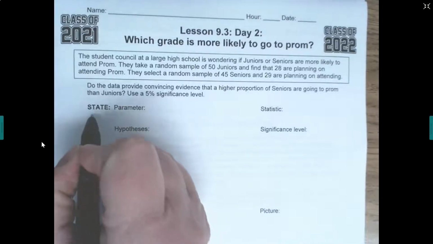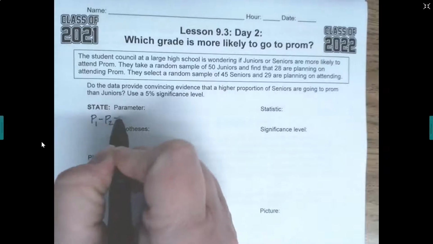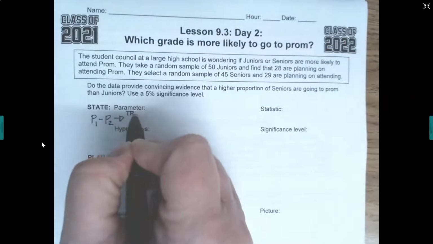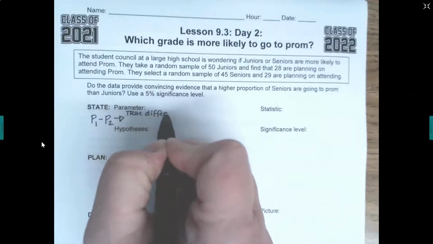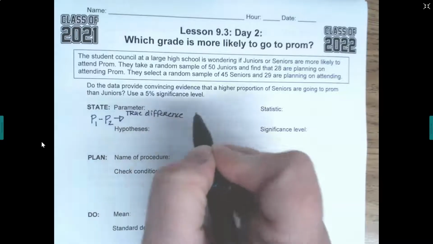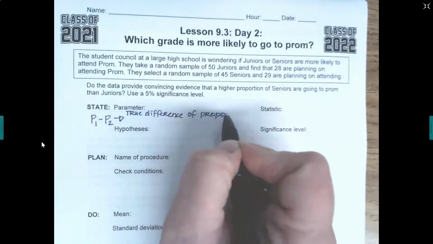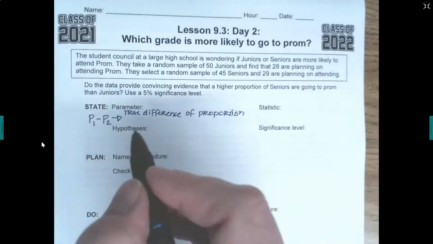So let's go through all the things that should be in state. For state, you have to define your parameter. So we're going to say our parameter P1 minus P2 is going to represent the true difference of proportions of grades going to the prom.